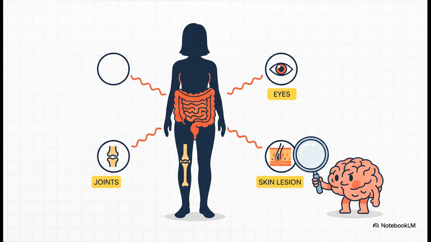And here's a key point for your exams and for your patients. IBD is a systemic disease. The inflammation doesn't always stay neatly inside the gut. You have to look for clues elsewhere, in the joints, on the skin, and in the eyes. These extraintestinal manifestations are super common and can be a big clue.